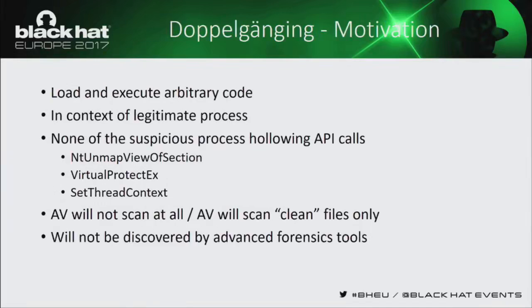Let's talk about doppelganging. So our goal here is to load and execute an arbitrary executable inside the context of a legitimate process. And we want to use none of the suspicious process hollowing API calls, such as unmap view of section, virtual protect, set thread context, APCs, and that kind of thing. We want AVs to scan only clean files or to not even scan us at all. And we don't want to be discovered by advanced forensics tools.